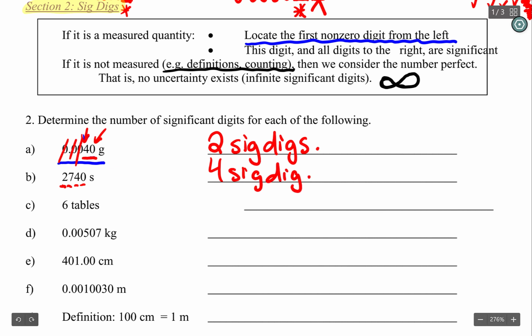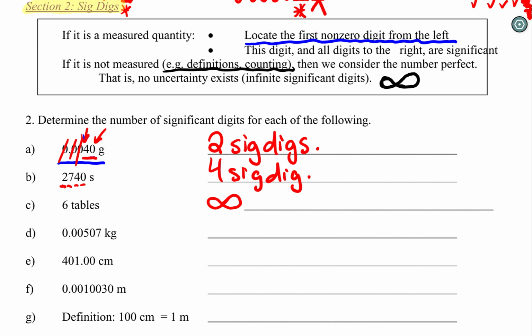Now with letter C, this is something that I've counted. I've counted 6 tables. This is infinitely correct. I'm not going to say 6.0 infinitely long tables. I'm just going to say that there is for sure 6 tables. This is an infinitely correct significant digit. It's not really a measurement. It's something that we're counting.